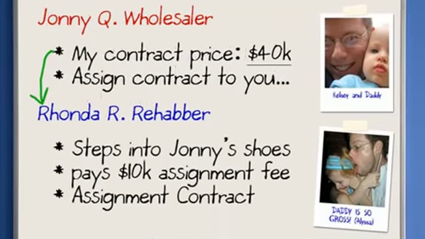So let's assign this contract over to you. You step into my shoes as buyer, and as consideration for selling my position in this agreement to you, just pay me an assignment fee of $10,000, which is the difference, obviously. So they agree, they sign her up with an assignment contract like the one I'm about to go through with you, and the deal's done.